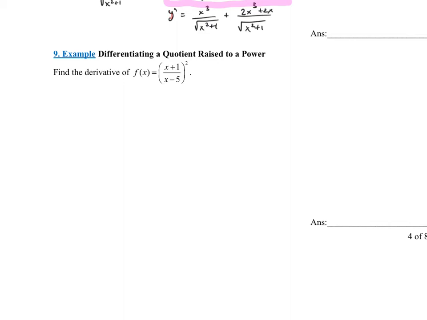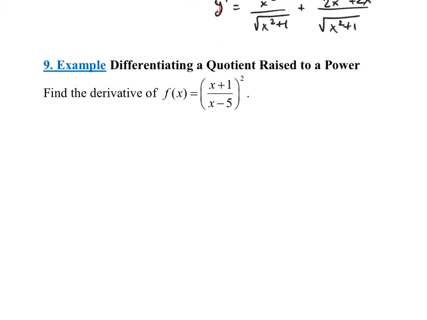Not saying that's the best method, because if this were not a square, what if this were a 4th power, 5th power, or even worse, a 45th power? That strategy certainly wouldn't work too well. Could work, but it would take a lot longer. So what are they getting at here? Really what they're talking about is to think about u as the inside, which is that x plus 1 over x minus 5.